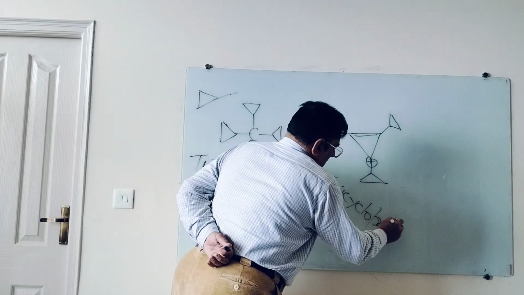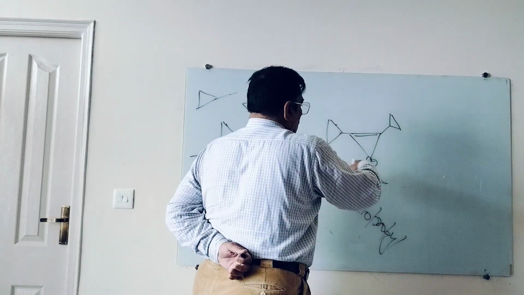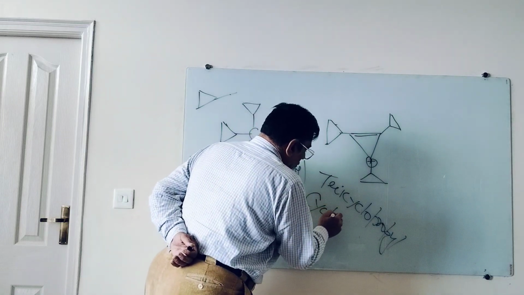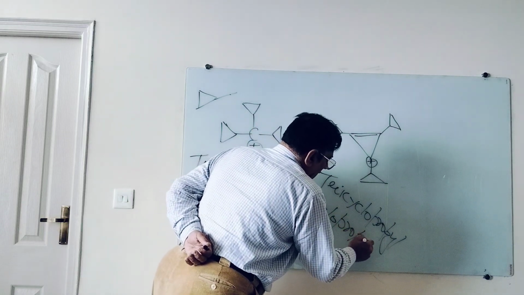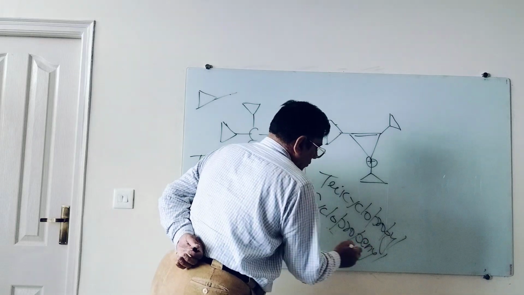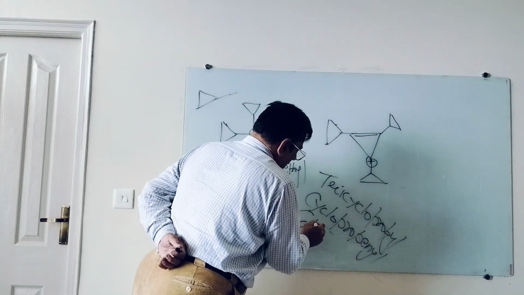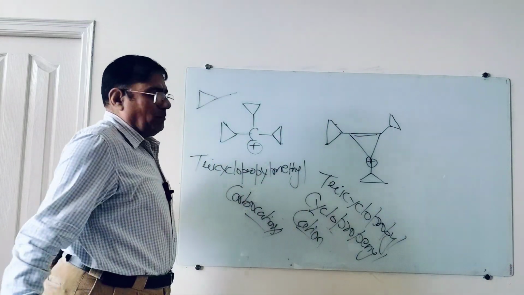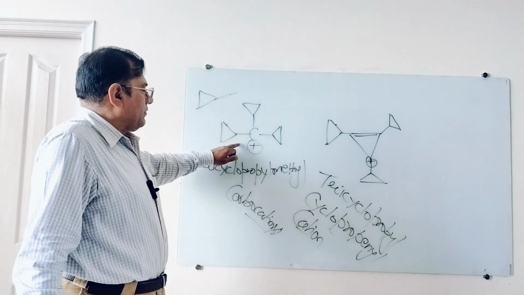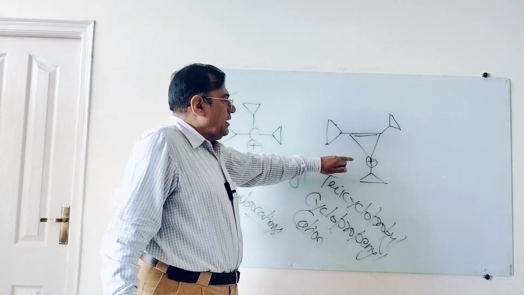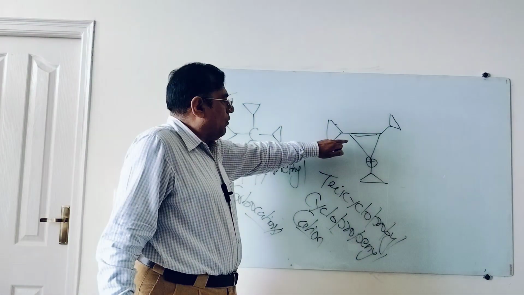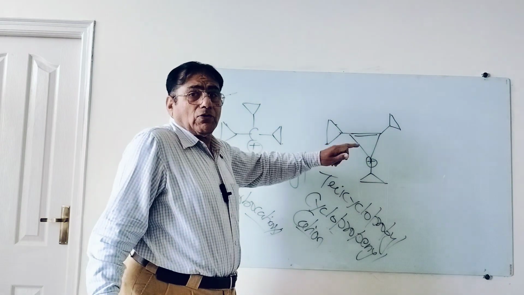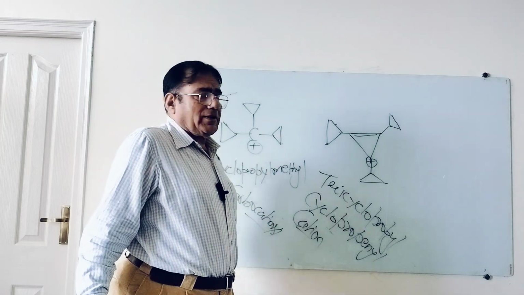Tricyclopropyl, that is the species as such. There are three cyclopropyl groups attached. But this will become cyclopropenyl cation. Right? In this case, there were three cyclopropyl groups on a carbon itself. Here are three cyclopropyl groups on the cyclopropenyl carbocation. This system is also aromatic, right?